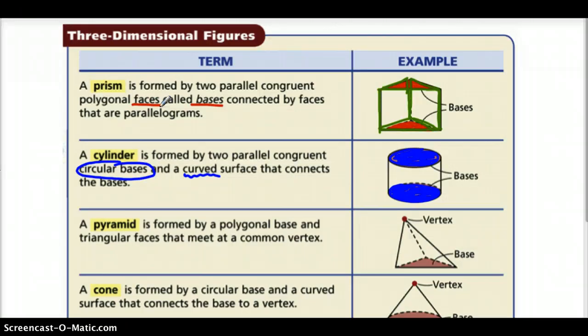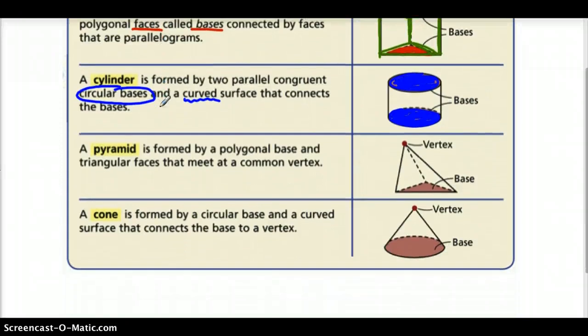All right, let's look at a couple more here. The next one that we have to know is a pyramid. I think a lot of us know what pyramids are, from studying Egypt and stuff like that. A pyramid is formed by one polygonal base. That's singular, just one polygonal base. This is our base in this case, right here.